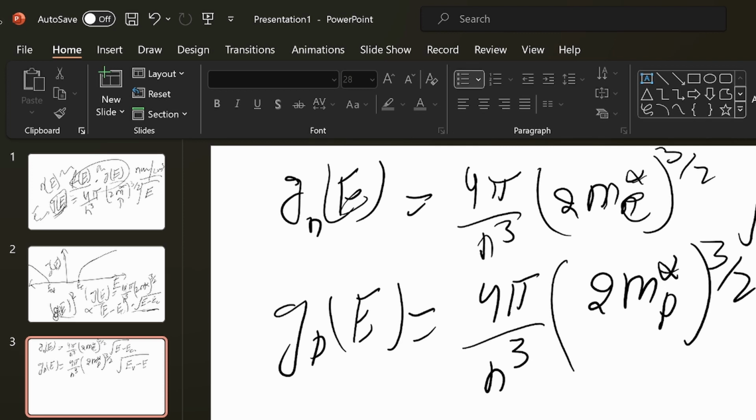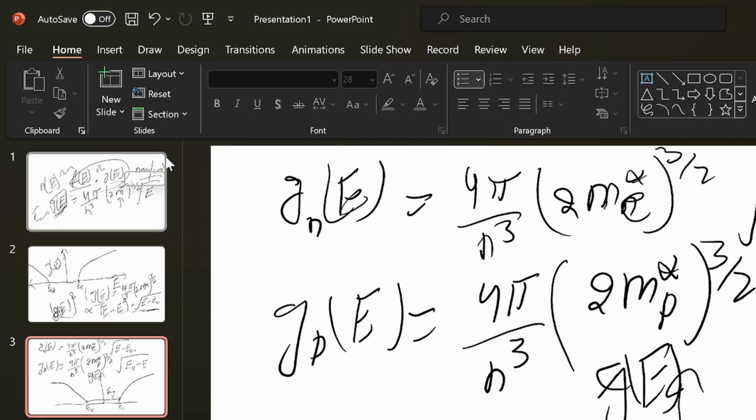Okay, so this is how we can calculate g(E). This is Ec, this is Ev, and this is the band gap, easy. So now we have seen that. This is the density of states graph.